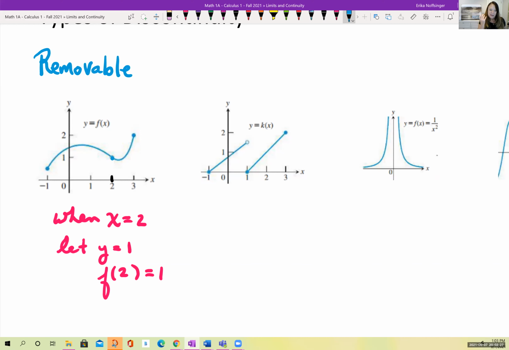So if we go to the next graph, though, notice what x equals 1. We have a jump in there. There's no way that we can define some value at x equals 1 to make this so that it's continuous. And so in this case, we have a jump discontinuity.